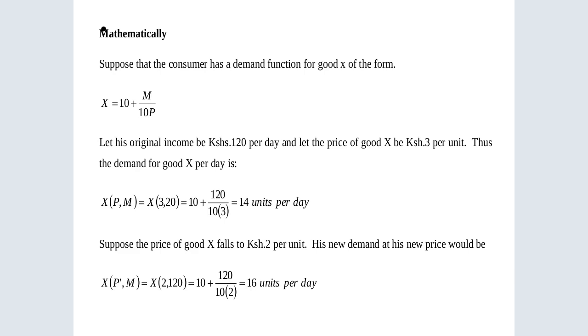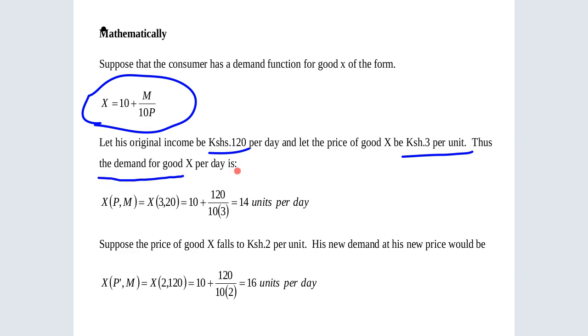Now suppose the consumer has a demand function for X given by the following function. The demand function is given as a function of price and income. Let's assume that the income is 120 shillings per day, and let the price of good one, that is good X, be 3 shillings per unit. We can compute therefore the demand for good one per day, that is the original demand at the current price and at the current level of income.